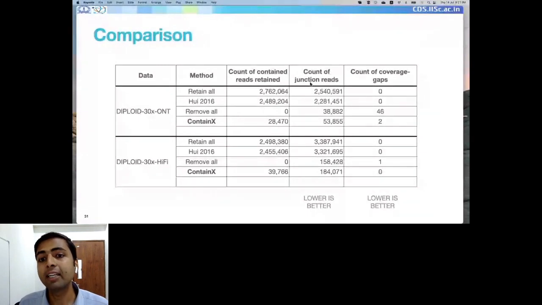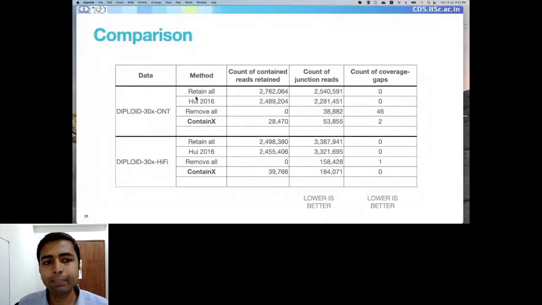Then the count of junction reads. These are the reads which have either more than one incoming edge or more than one outgoing edge. So a higher number indicates more ambiguity in the graph. And finally, what is the count of coverage gaps remaining after retaining the contained reads?